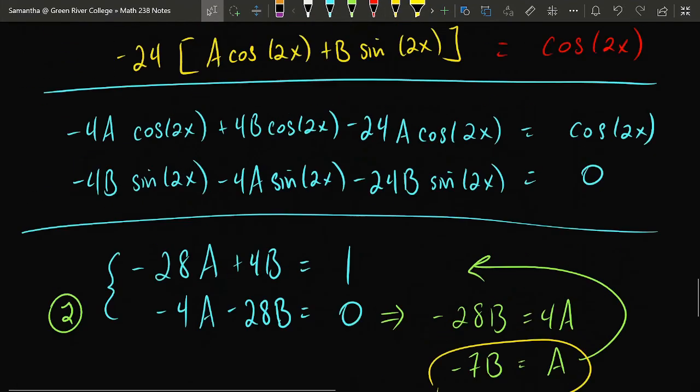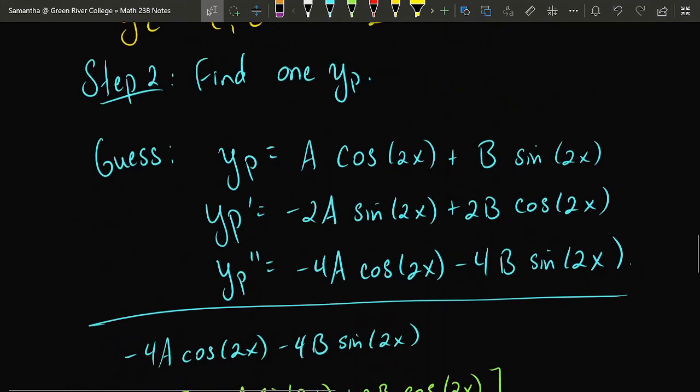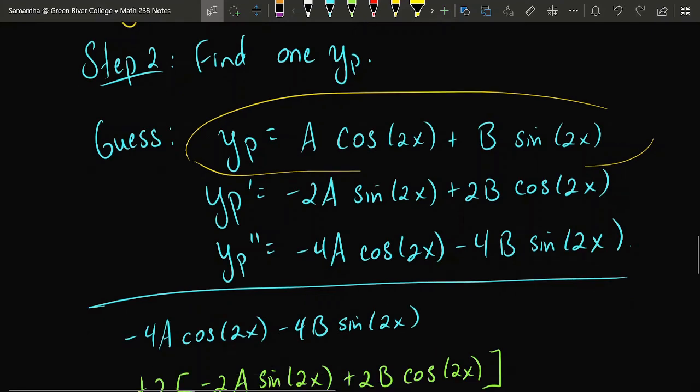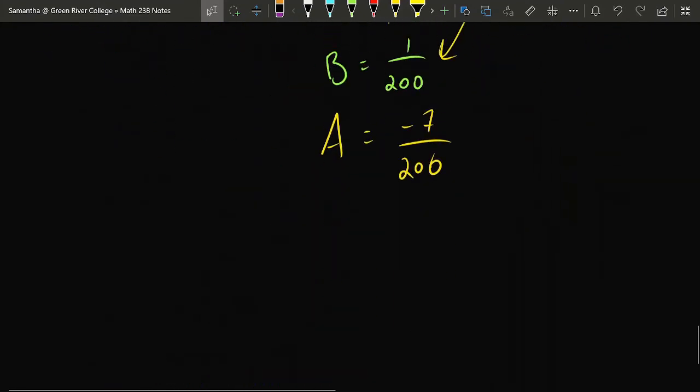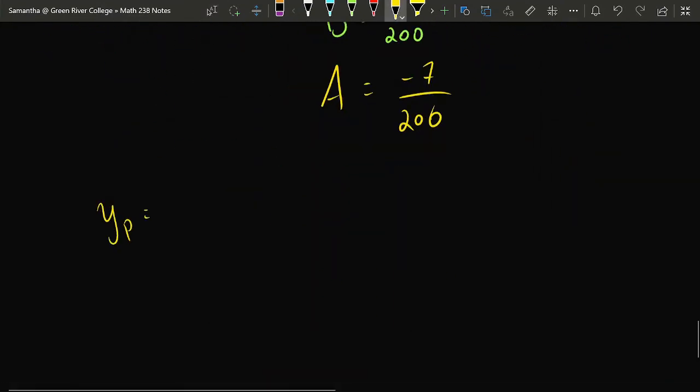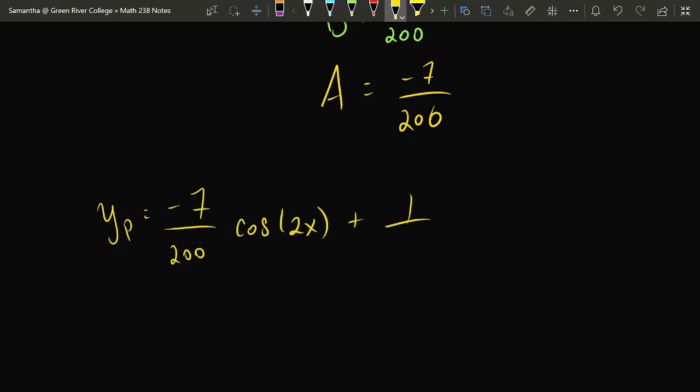And so if I put those values back into my guess at a particular solution, then the particular solution is going to be equal to a times cos 2x plus b times sine 2x.